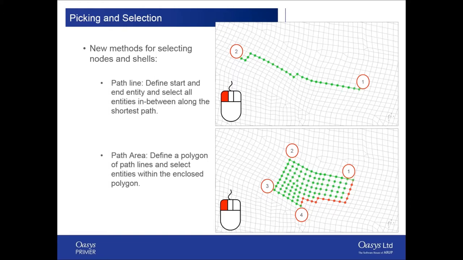So with path line, as the diagram shows here, you click on two nodes on a mesh, and Primer will automatically work out the shortest distance along the mesh between the two nodes that you've selected, and will select all the nodes in between as well. Okay. Path area is pretty similar, where you define a series of these path lines, but Primer will automatically close off that path line to form a polygon, and will select everything within that polygon automatically. So it's a fairly easy way of selecting nodes and elements on a mesh surface.